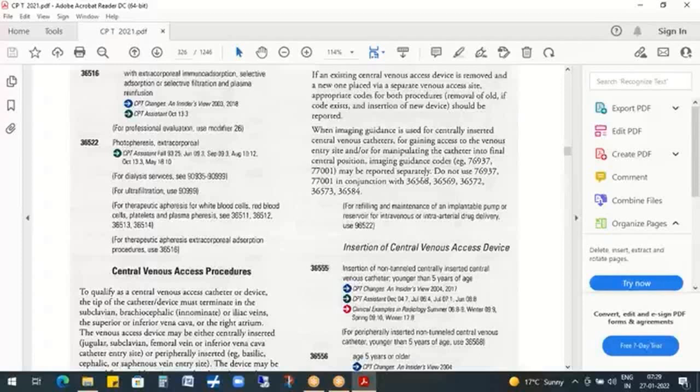Next point. Write down: device means, we need to understand the terminology. Device means a catheter attached to a subcutaneous port or pump.